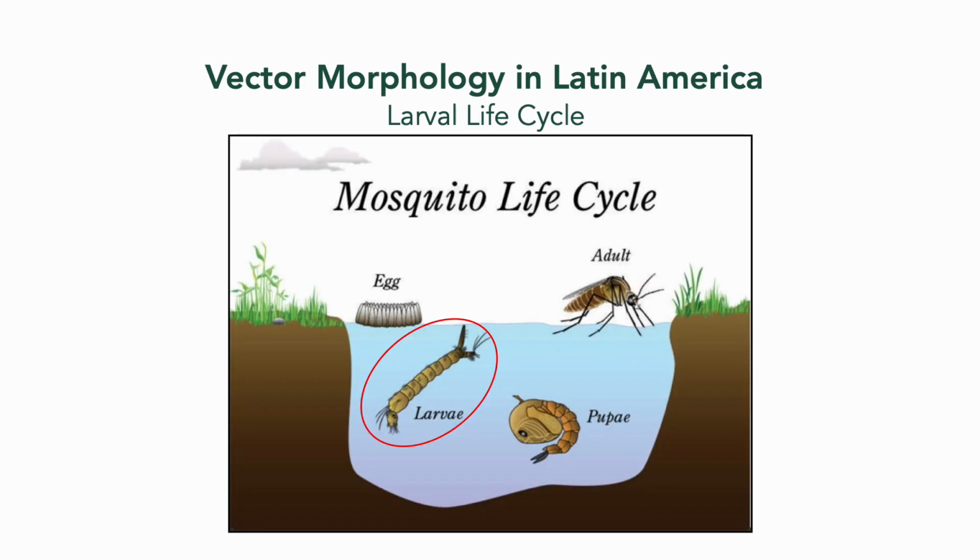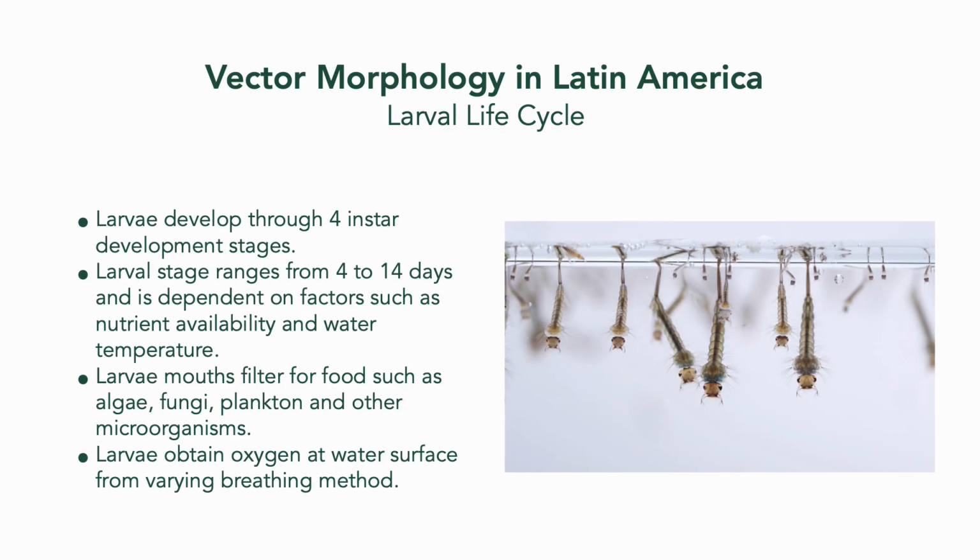The second stage of the mosquito life cycle is the larval stage. After hatching, the larvae develop through four instars, molting and growing larger at each stage. The full larval period ranges anywhere from 4 to 14 days, depending on temperature and food availability. Larvae feed by filtering microorganisms, including algae, fungi, and plankton. They also breathe in oxygen using specialized breathing structures.